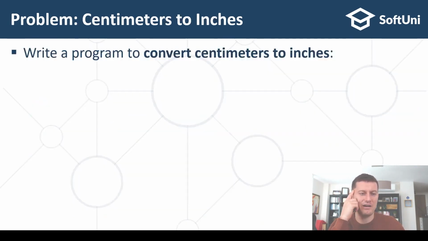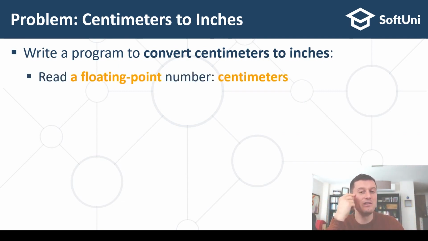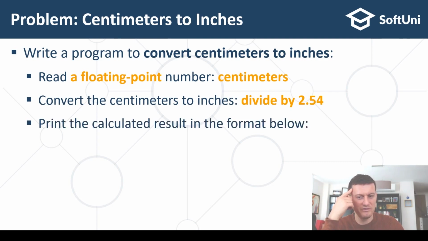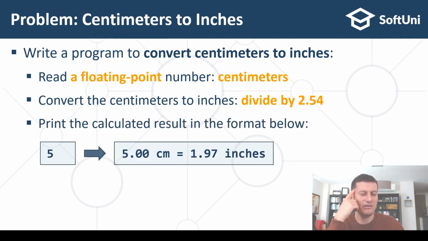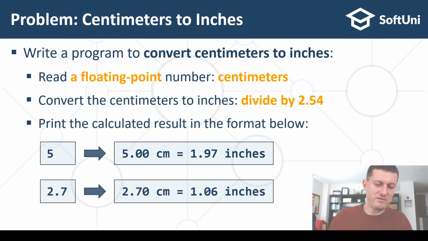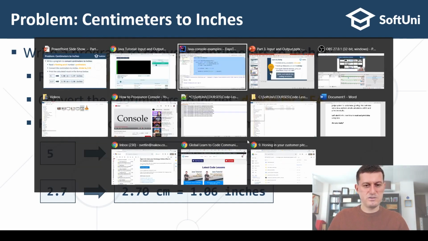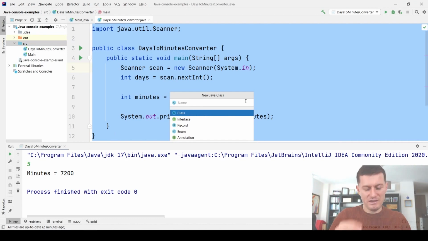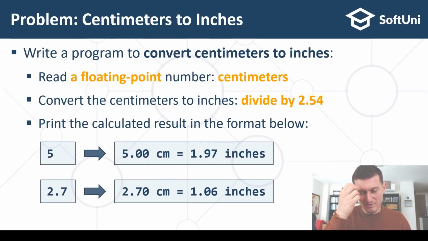I already explained how to submit in the judge. The next problem is to convert centimeters to inches. So we read a floating point number, centimeters, for example 3.5. We convert the centimeters to inches by dividing by 2.54 and print the calculated result in this format: 5.00 centimeters equals 1.97 inches. Let's do it. So I'll create a new Java class, which will be called, what's the name? Centimeters to inches.